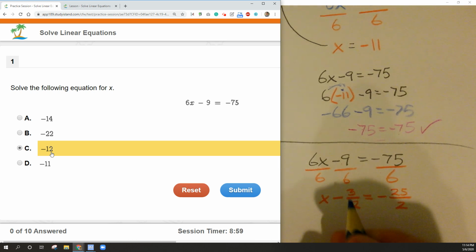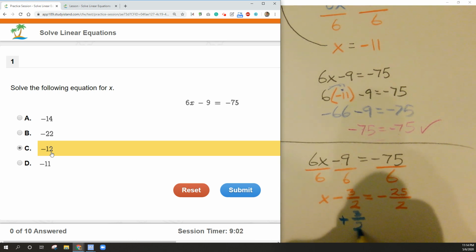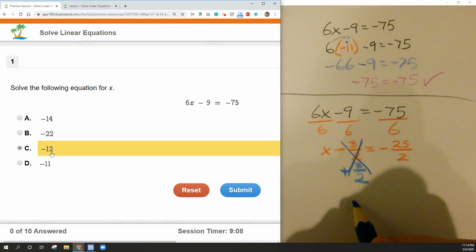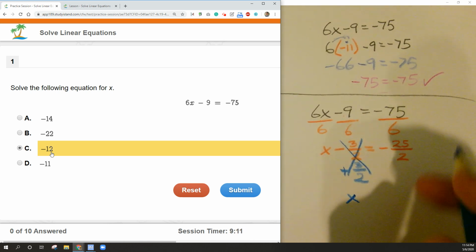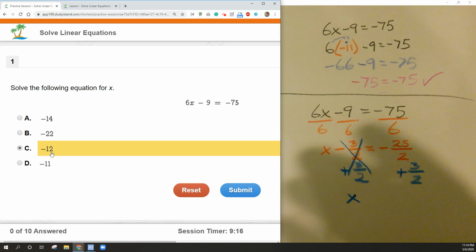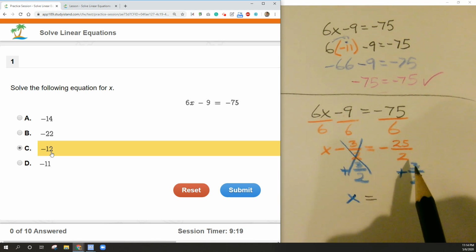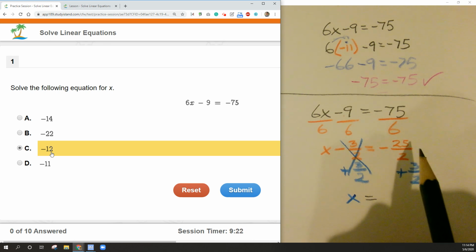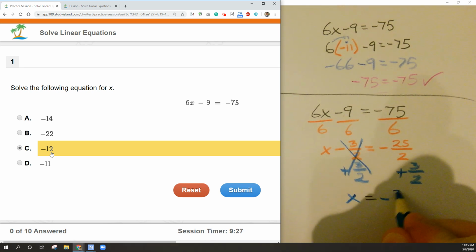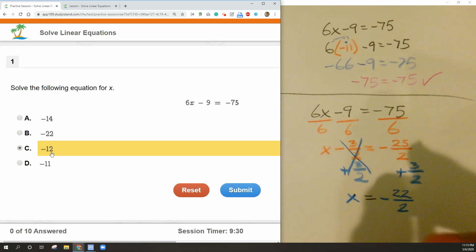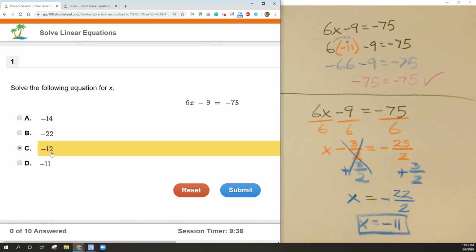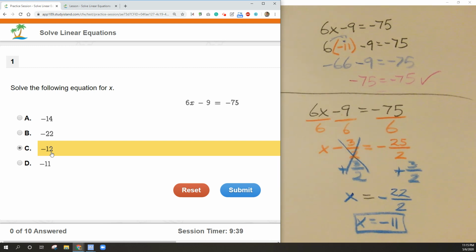I have this 3 halves. So I have to add 3 halves, so plus 3 halves. And that leaves me with just x on the left side. Of course, if I add 3 halves to one side, I have to add 3 halves to the other side. So I get x equals, and what is negative 25 halves plus 3 halves? Well, negative 25 plus 3 is negative 22. So my answer is negative 22 halves. And negative 22 halves can simplify. Negative 22 halves is negative 11. So I do get the same answer, but it's just a little bit harder because I ran into these fractions.